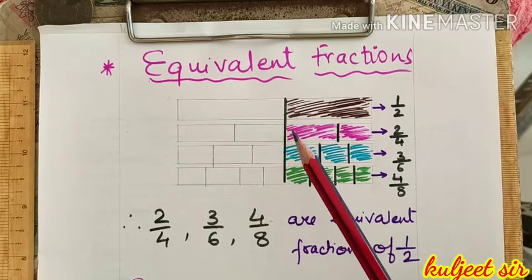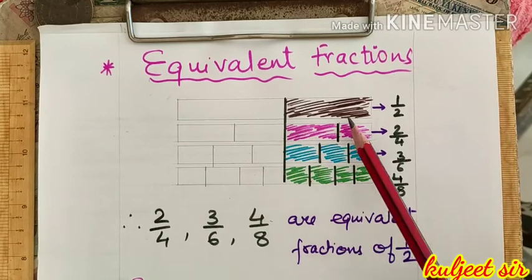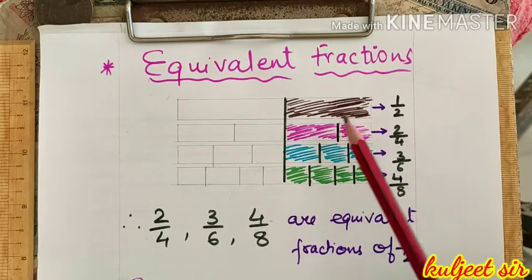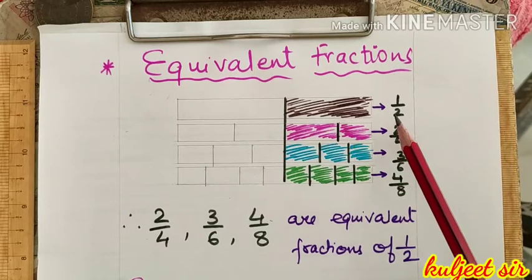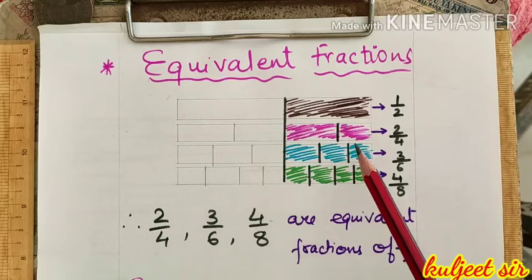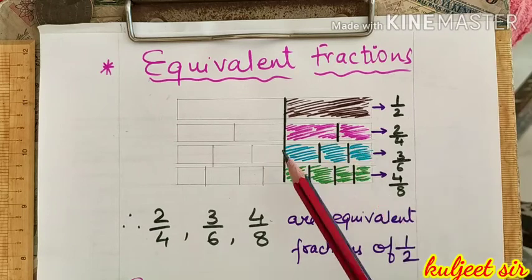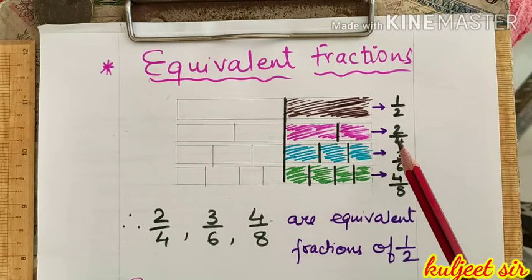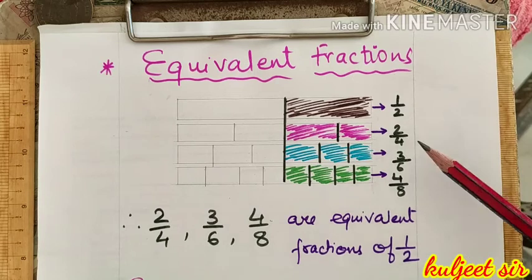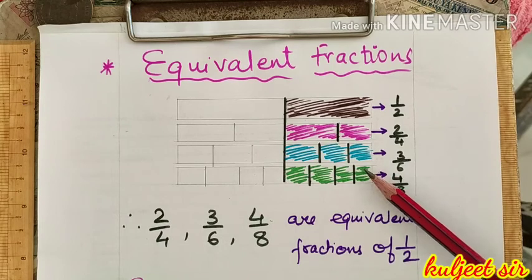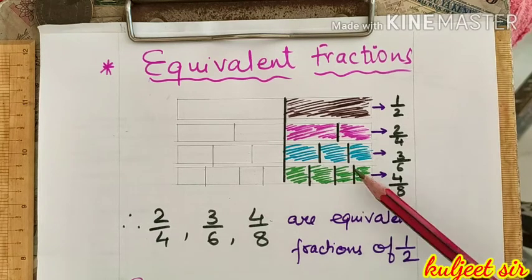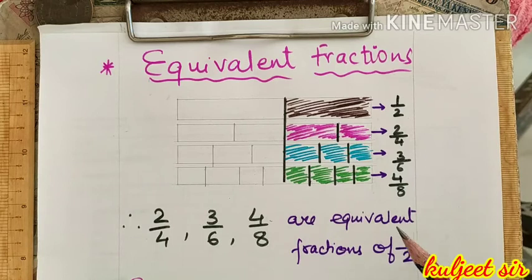As you can see here, I have divided this first strip into two parts. Only one part is shaded, hence I mentioned it as 1 by 2. The second strip I have divided into 4 parts and I have shaded 2 of them. Hence I have written it as 2 by 4. The next strip has 6 parts in it and I have shaded 3 out of them. Hence I mentioned it as 3 by 6.